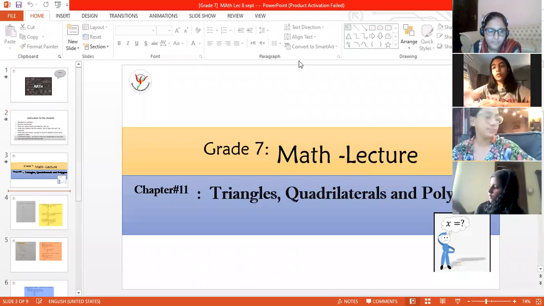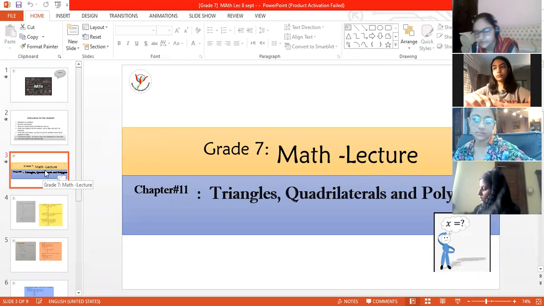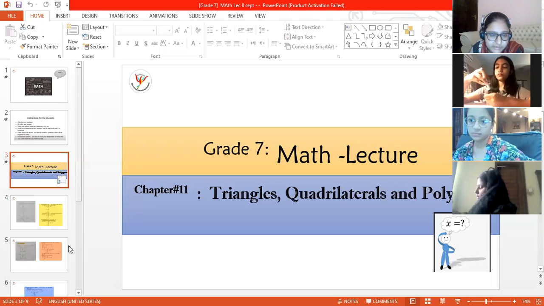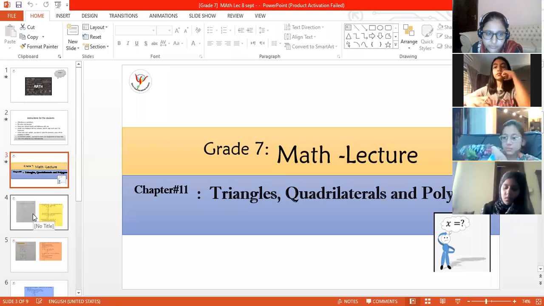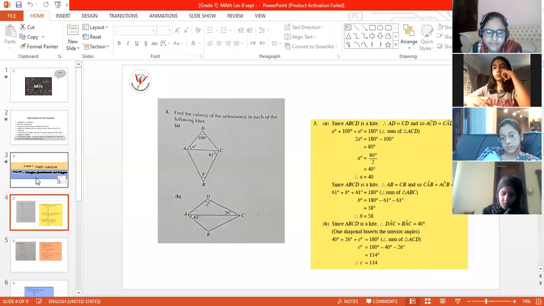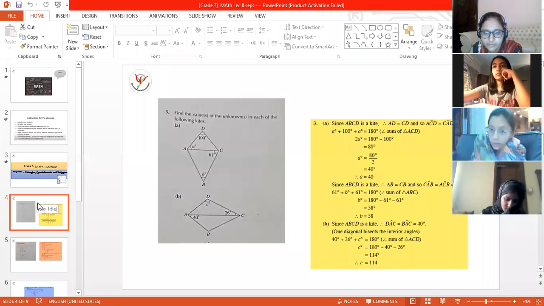We have already started chapter number 11, triangles, quadrilaterals, and polygons. In exercise 11A, we briefly went through the topic of triangles. But today, in the last lecture, we started quadrilaterals and different types of quadrilaterals. So far, we have completed question number 1 and 2 of exercise 11B. Today, I'm going to start question number 3 of exercise 11B.